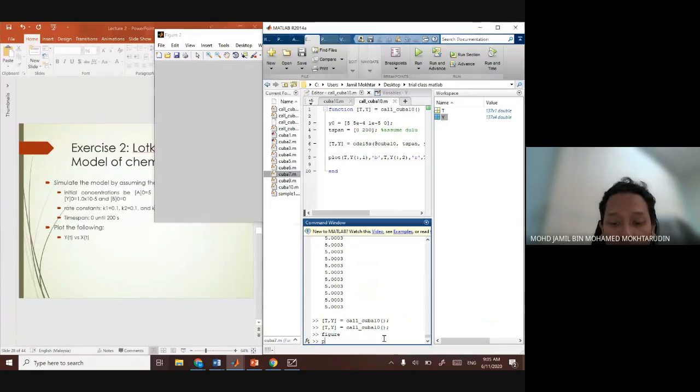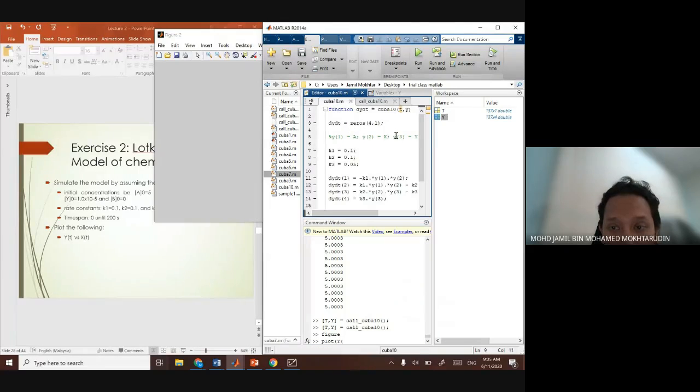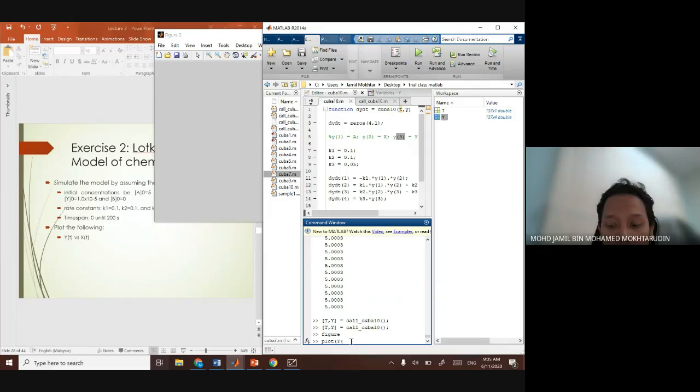So plot y. So yt ialah y3, okay? So y3 is, you write like this lah, okay? Y double dot 3, okay? So this represent y versus x. So ni x axis, so x axis versus y axis. So y2 is your x, so y3 is your y, okay?